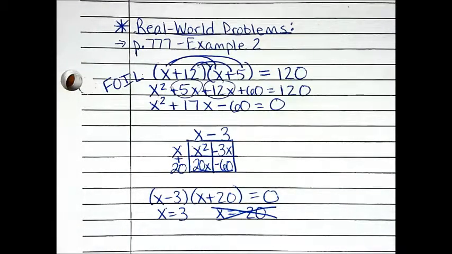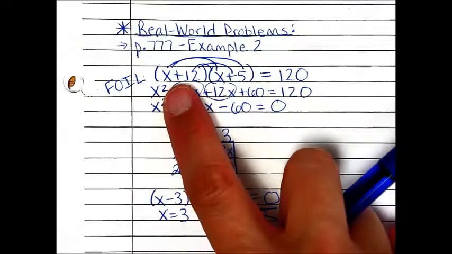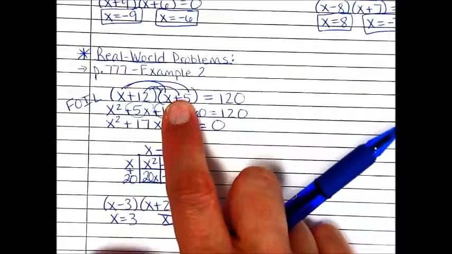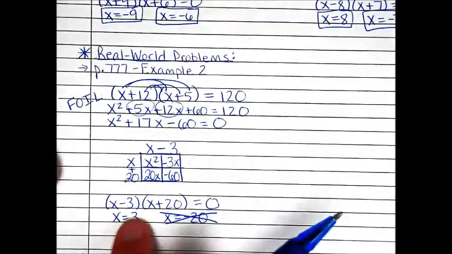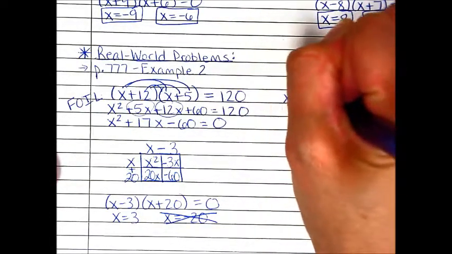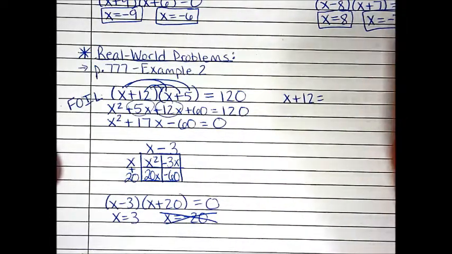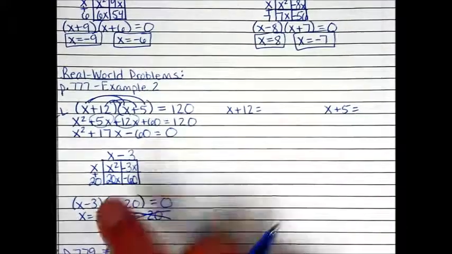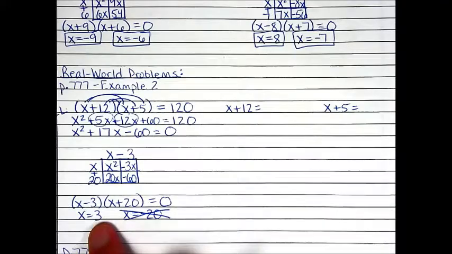But the question was, what are the length and the width of the porch? Go back to the beginning. See how your length and width were x plus 12 and x plus 5? Well, now all you've done is solve for x. So if you know the length and width are x plus 12 and x plus 5, I now need you to actually replace the x with a 3.